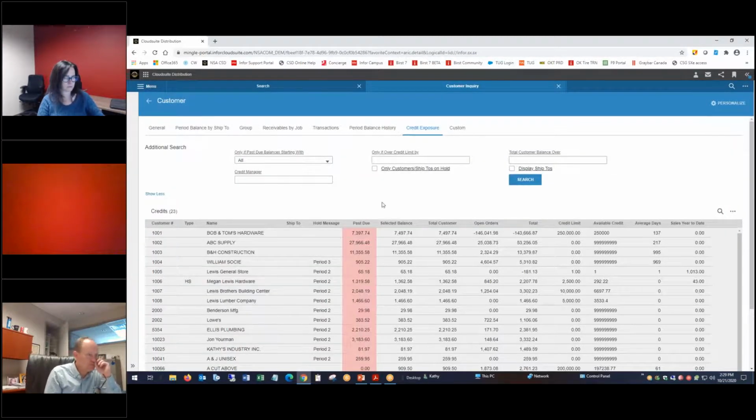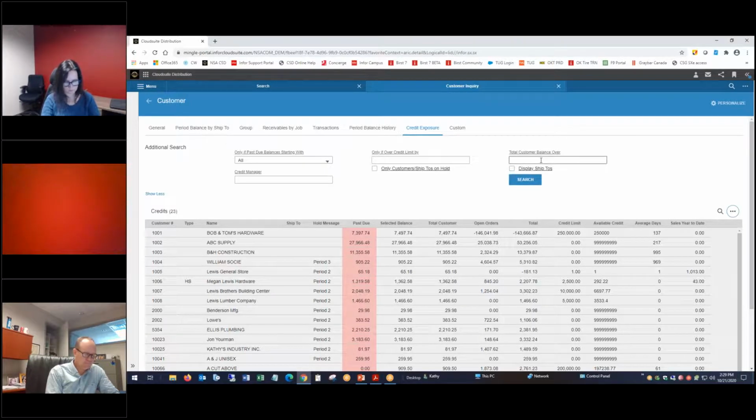And when you do this, you get wonderful Excel-ready reports that you then just click and download into Excel that shows you all of your open accounts receivable. It's not aged in the traditional way. So this is not 30, 60, 90, 120, but what this shows you is the customer, the type of customer, the ship to, the hold message, why they're on hold, if they're on hold, what's past due, the total the customer owes you, any open orders that they have, their credit limit, how much credit they have, their average days to pay, and their sales year to date.